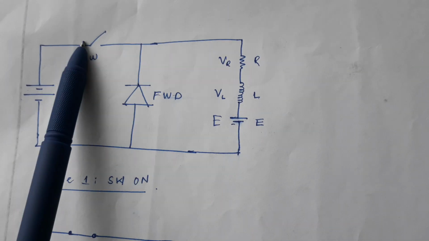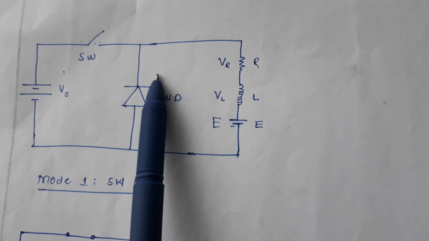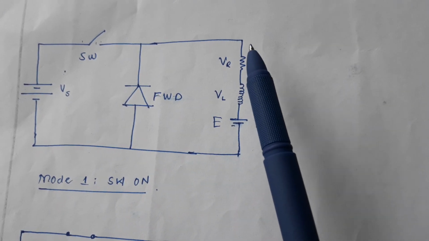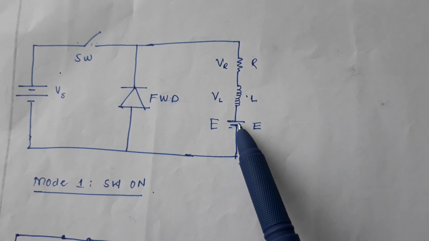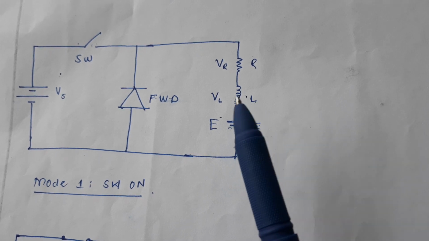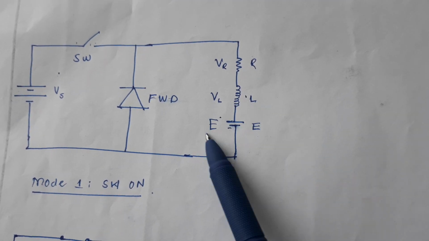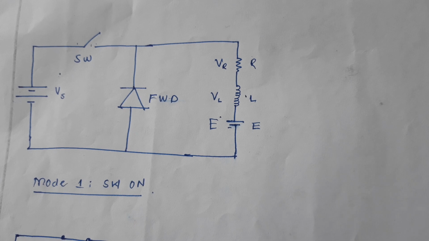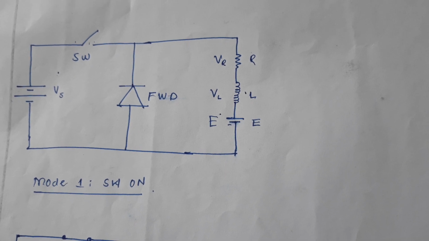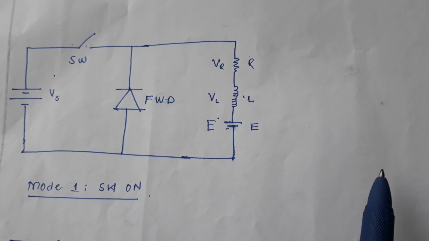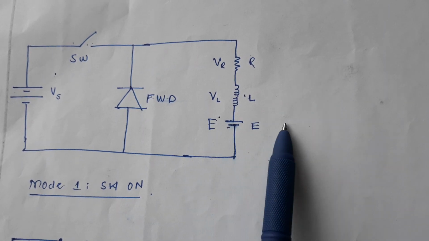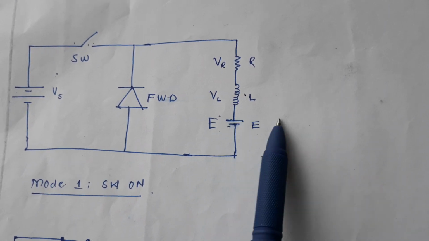Okay, so in this case, this is the circuit diagram whereby we have a voltage source, Vs, the switch, which is the chopper, and the freewheeling diode. So we have a resistor R, an inductor L, and a back EMF, which is E. Usually the E is like the back EMF that is found in motors, so motors are the types of load that usually provide such a load.